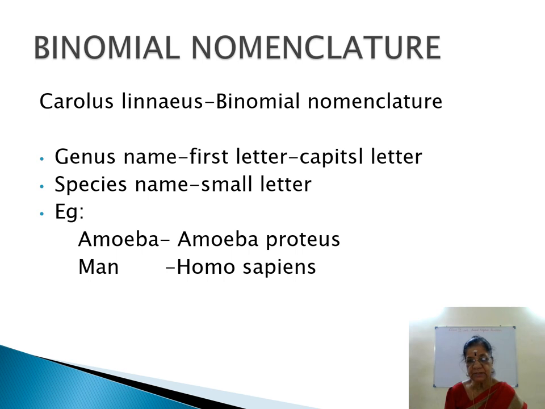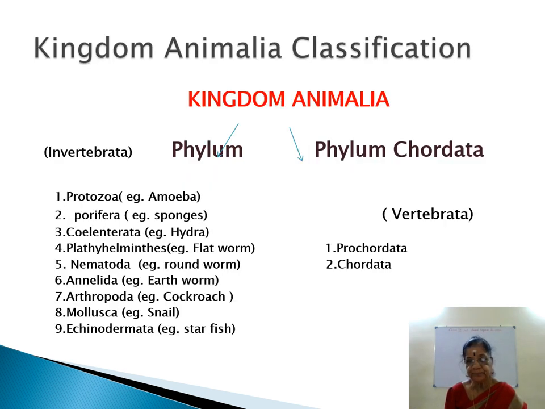Check the spelling also, make sure it is correct. Okay, the next one is kingdom Animalia. It is classified into vertebrates and invertebrates.